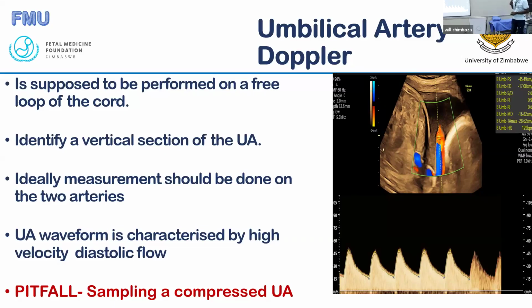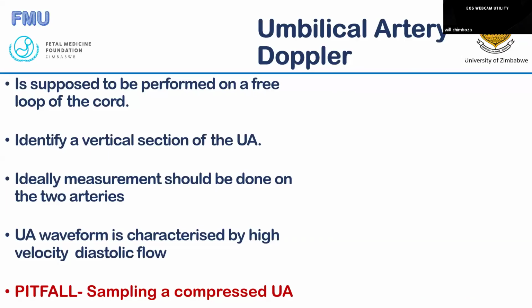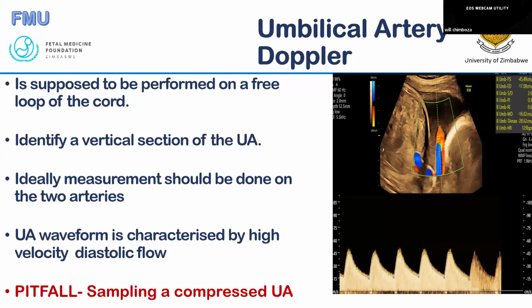Before I go to the pitfalls, ideally you should sample both, because remember there are 2 umbilical arteries. Probably if you get high resistance in one, try to sample the other one, because sometimes you can have different resistance in the 2 arteries. One of the pitfalls is if you sample a compressed part of the cord, you can get a false abnormal umbilical artery Doppler result.